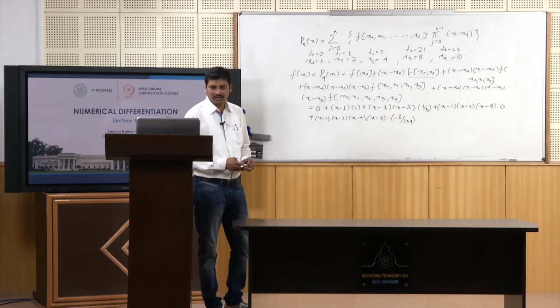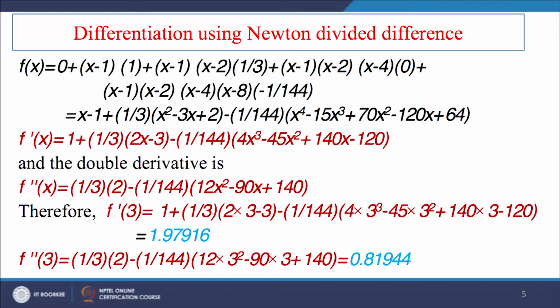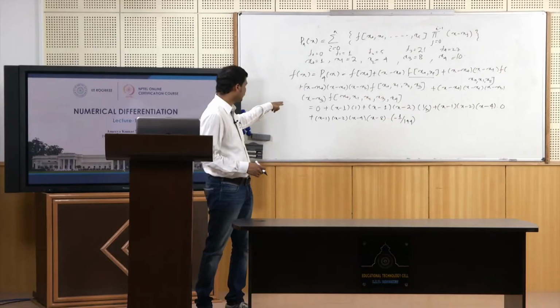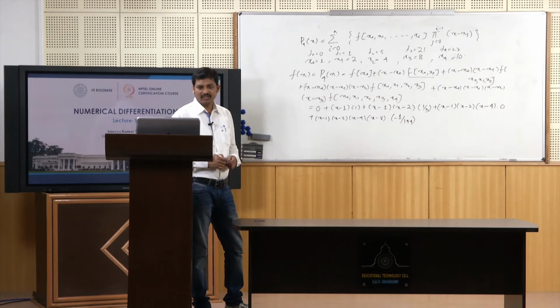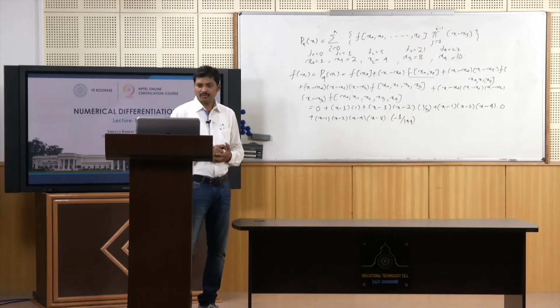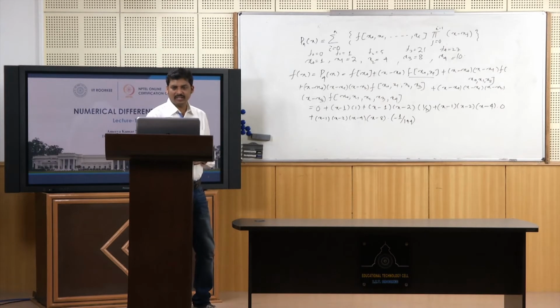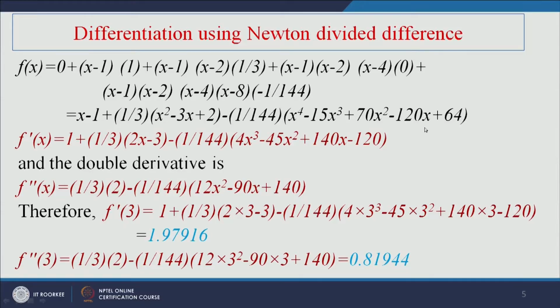If you take all these products, then this product form can be written like this: the first term is x minus 1, the second term can be written as 1 by 3 (x square minus 3x plus 2), and since the next term is 0, the last term can be written as minus 1 by 144 (x to the power 4 minus 15 x cube plus 70 x square minus 120 x plus 64).